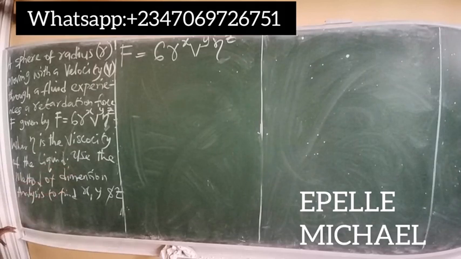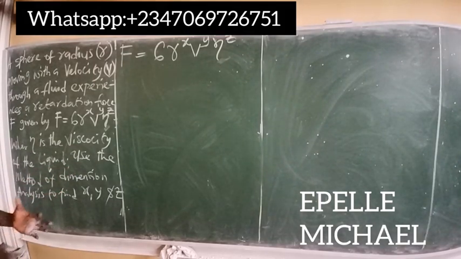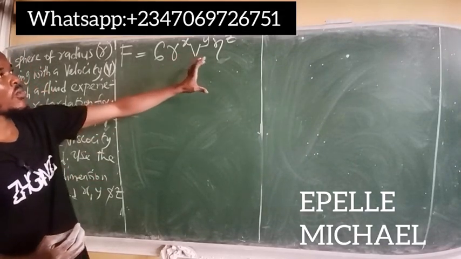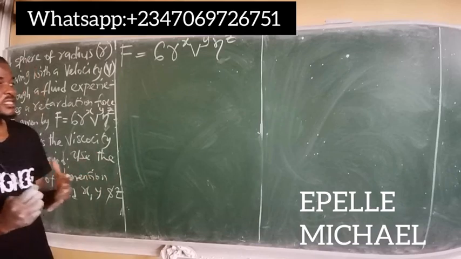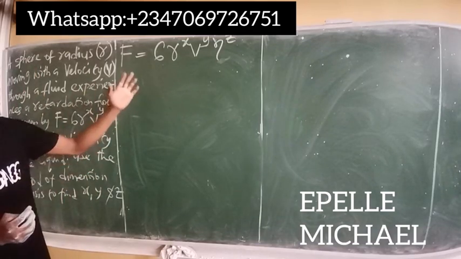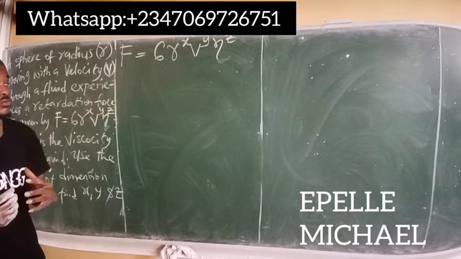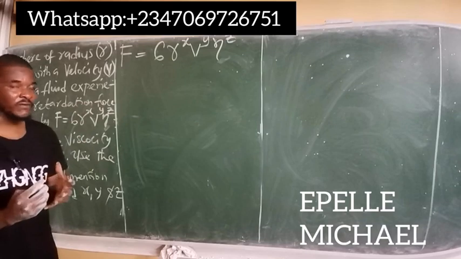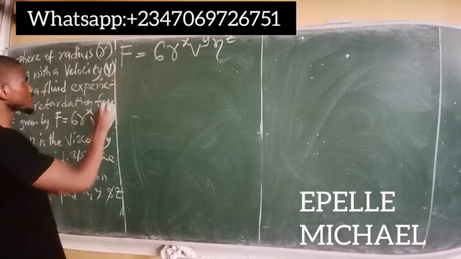The question says use the method of dimension analysis to find the values of x, y, and z. So they are simply asking us to use the method of dimension analysis to find the values of x, y, and z. In this equation, they've already given us the basic equation that we need. So the next thing to do is to find the dimension of all the variables involved. First of all, we have force.